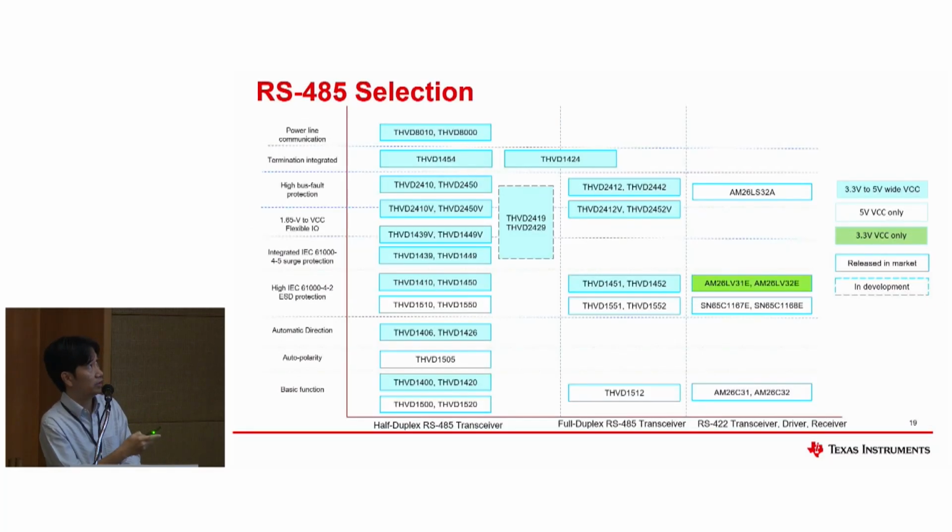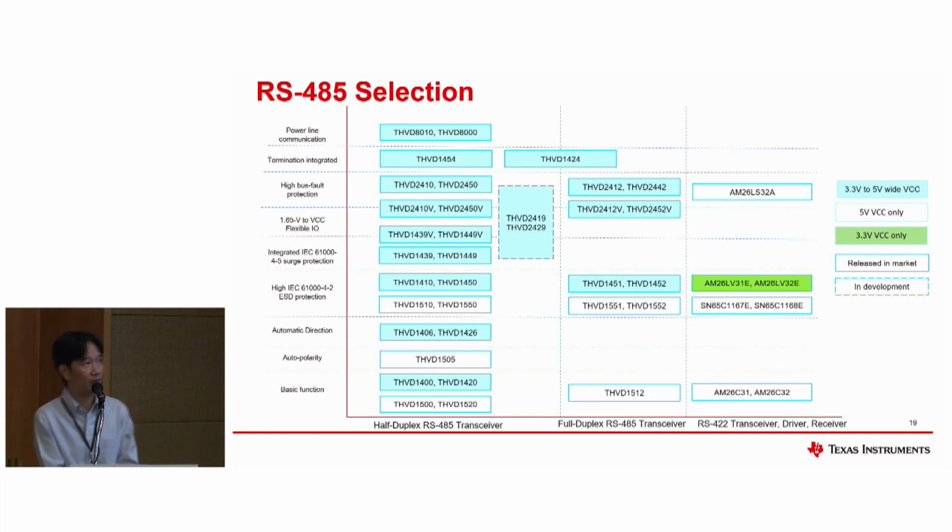Okay, so this is RS-485 selection. You can see here we have devices that can work with 3.3 volts to 5 volts, or devices that work with 5 volts VCC only. We also have a device that works with 3.3 volts only. And we have half duplex or full duplex transceivers. So you might ask, why does TI have many voltage rails here?